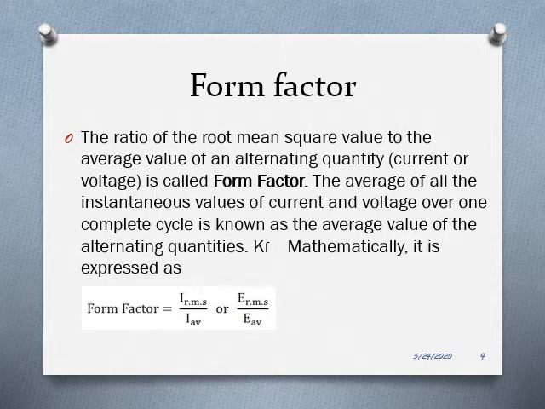The next important term that you should learn is the form factor. It is the ratio of RMS value to average value of an alternating quantity. Again, the alternating quantity could be either a voltage or current. It is usually denoted as capital K, suffix small letter f. Mathematically, form factor is IRMS divided by I average, or VRMS divided by V average.